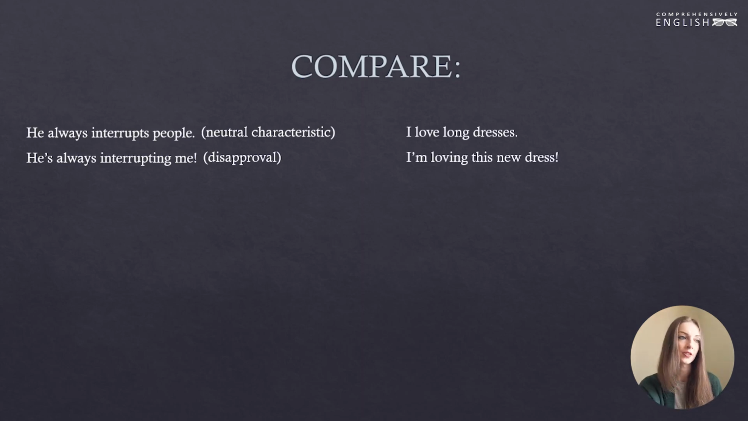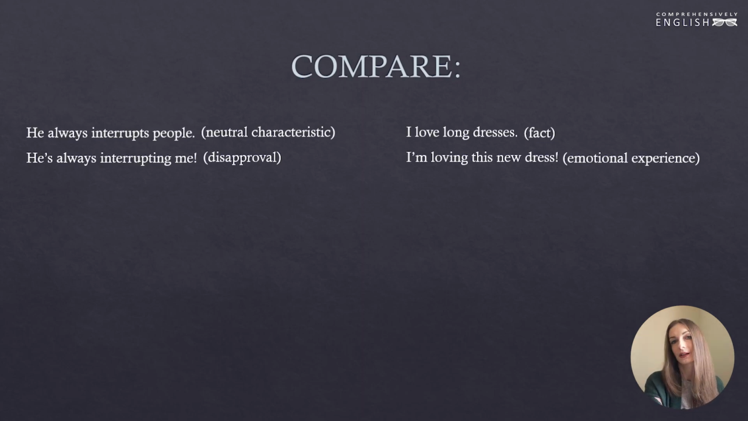I love long dresses and I'm loving this new dress. I love new dresses. Again, it's a neutral sentence. It's a fact. I'm loving this new dress. It's an emotional experience. When you go through something that you have strong feelings about in a particular moment, you love something very much in a particular moment, or vice versa, you hate something because you're angry. You can use the present progressive tense with the stative verbs. It's like the slogan of McDonald's, I'm loving it.